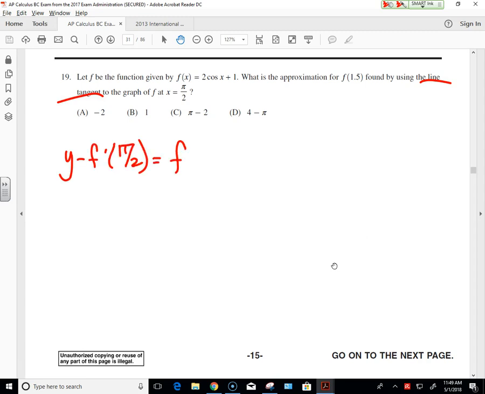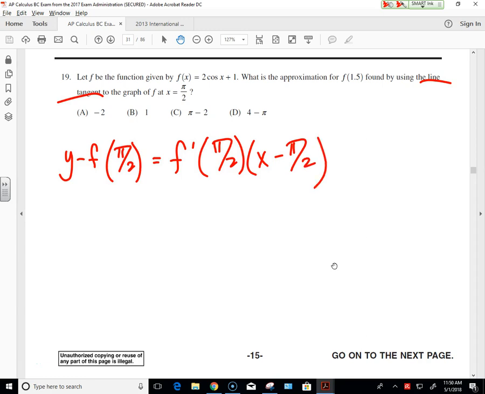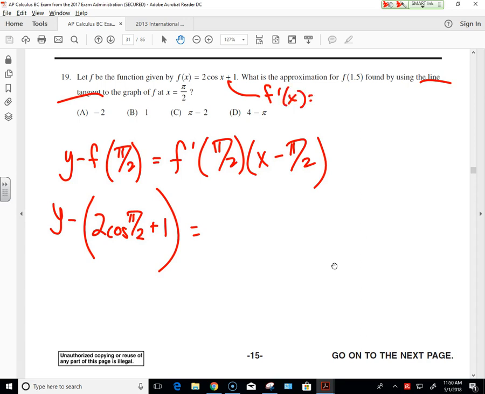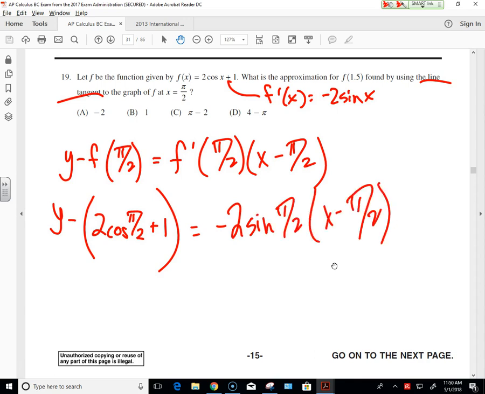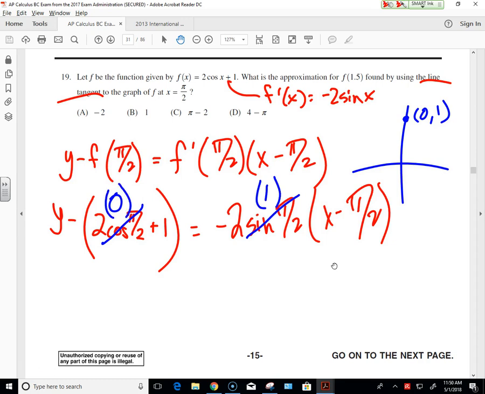When you see tangent line, you should think y minus f of a equals f prime of a times x minus a. If we plug in, careful with the parentheses. The derivative. Now the name of the game is unit circle. Unit circle, pi over 2, 0, 1, which means cosine is 0, sine is 1, which leaves me with y minus 1, 0 plus 1, equals negative 2.